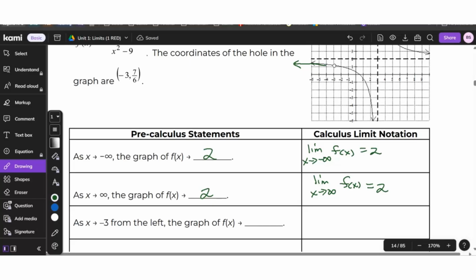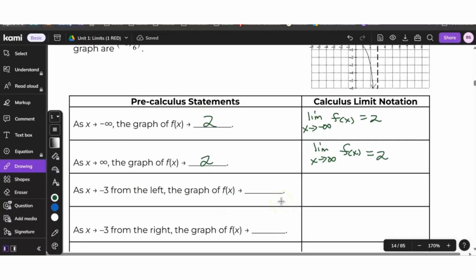Now, what about when we approach the hole? As x approaches -3 from the left, the graph of f of x approaches, what was it? No, -3. Thank you. Somebody read the page. It says right on there, the hole is at -3, 7/6. And then the way we would write that in calculus is the limit as x approaches -3 from the left, so I need a little negative up above, of f of x equals 7/6.